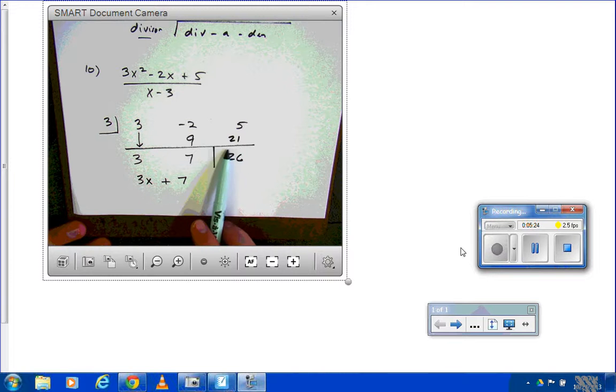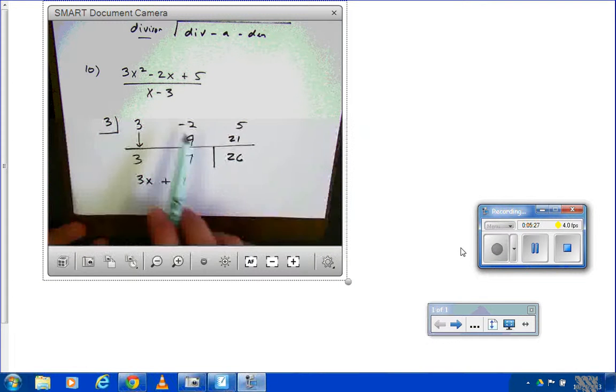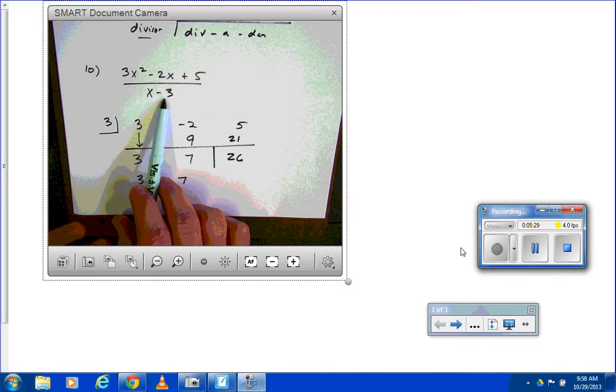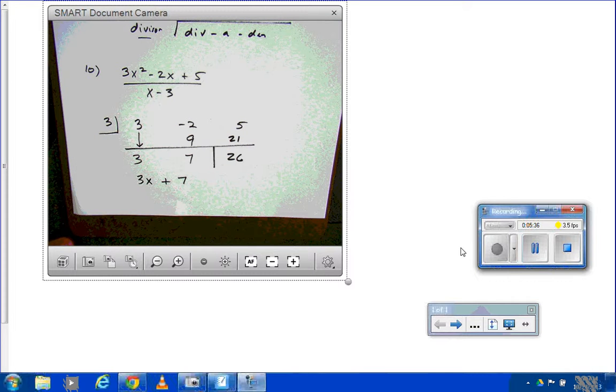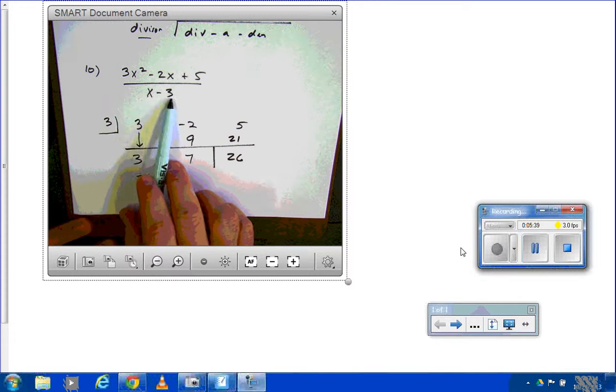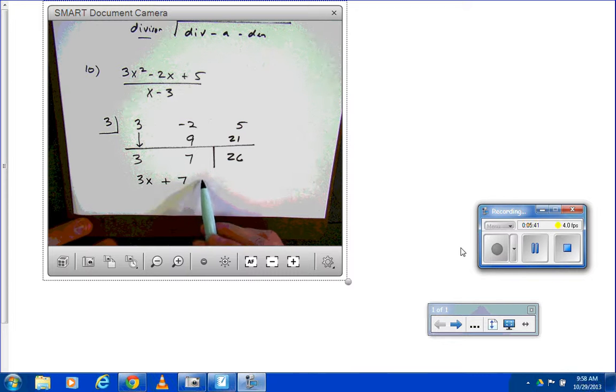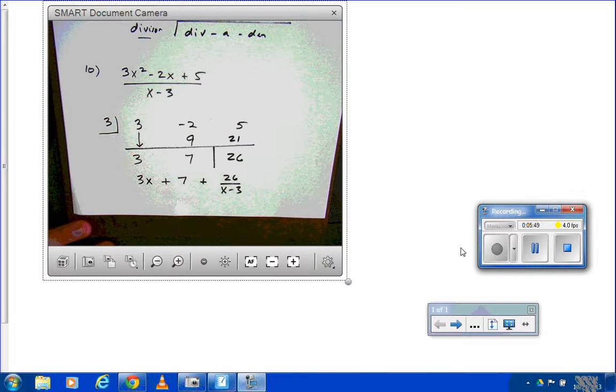Now, what about the remainder? Remember what you do with the remainder? You take it and write it over the divisor. In Algebra 2, that textbook would make you write r and then 26, and I do not go for that at all. You're supposed to take the remainder and write it over the divisor. Since it's a positive 26, I'll say plus, and then 26 over x minus 3. Okay, that's it.